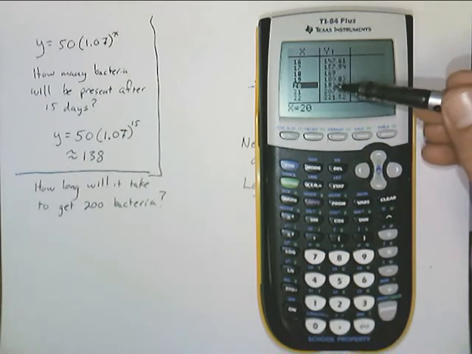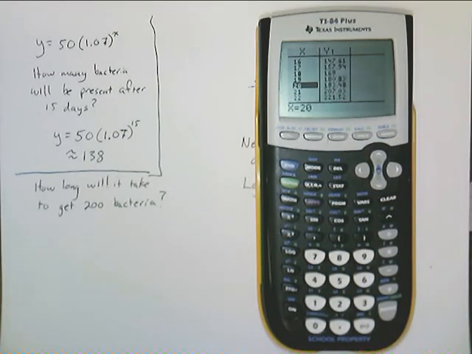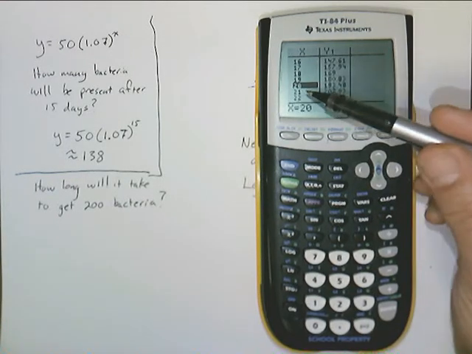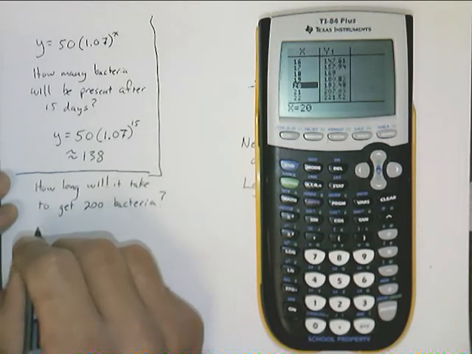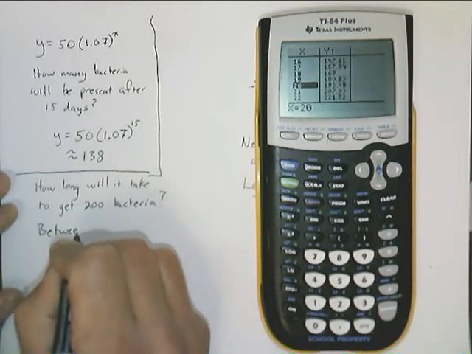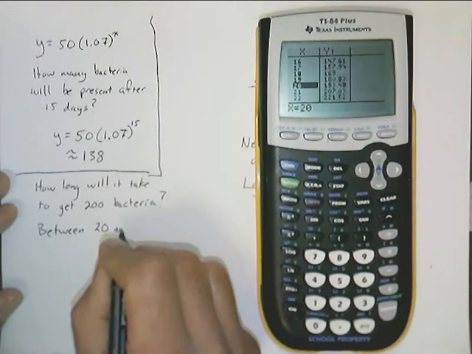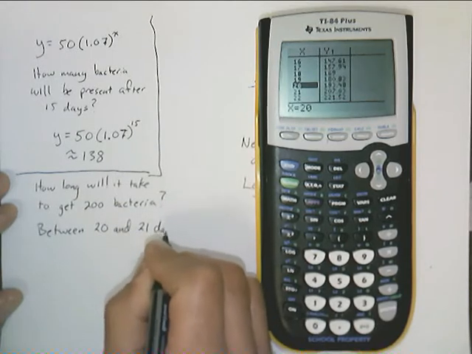After 20 days, we have 193.48 bacteria. Right? So again, this is just approximate. After 21 days, we have over 200. So according to the model, it is going to take somewhere between 20 and 21 days.